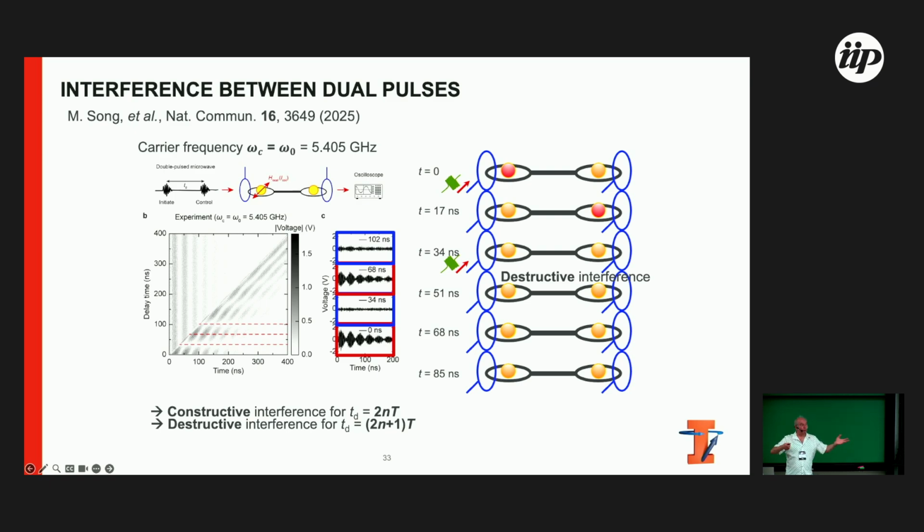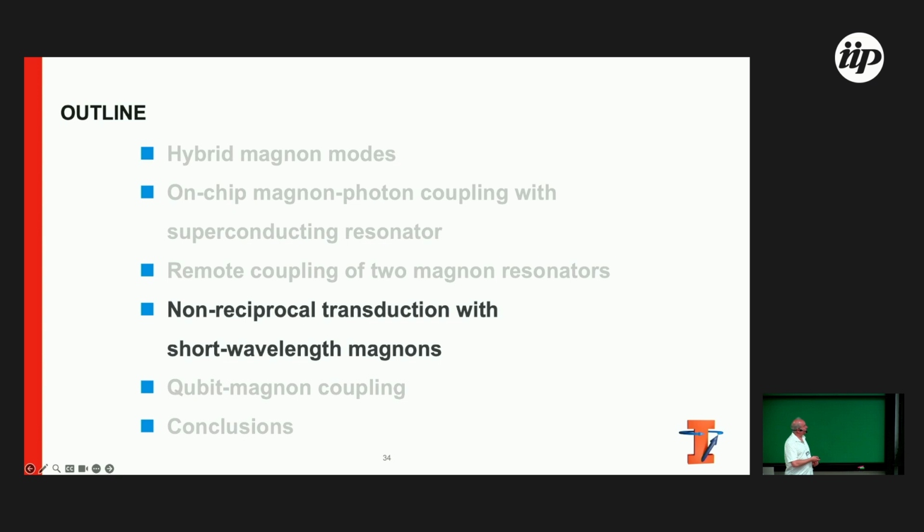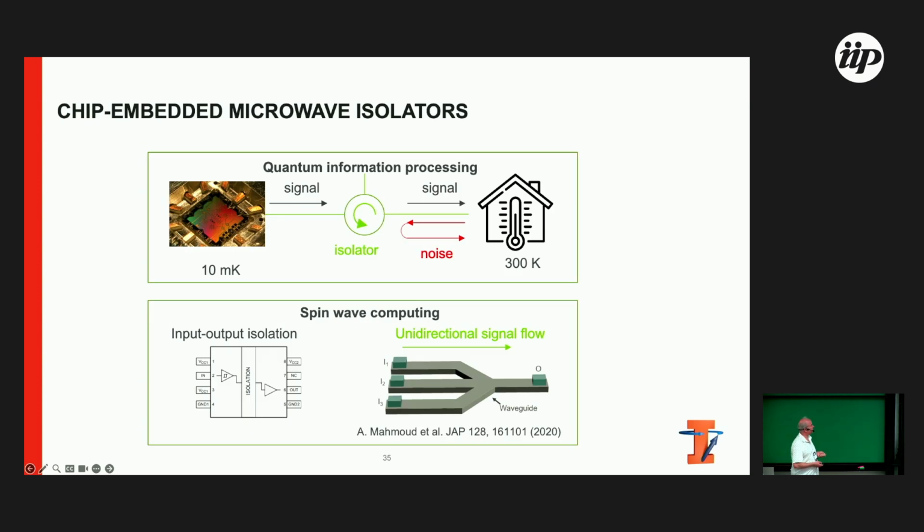Okay, so far we just looked at this strong coupling between microwave photon resonator and magnon resonators. But now let me talk a little bit about what I think is really one of the important parts where magnetic systems may play a role, namely the non-reciprocal transduction.